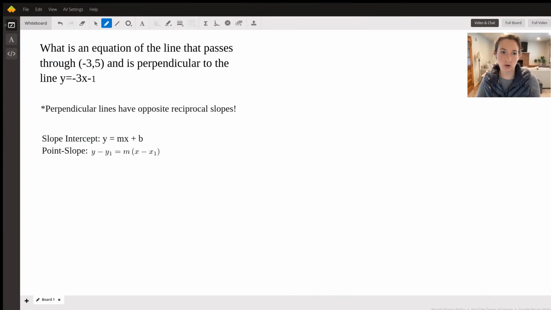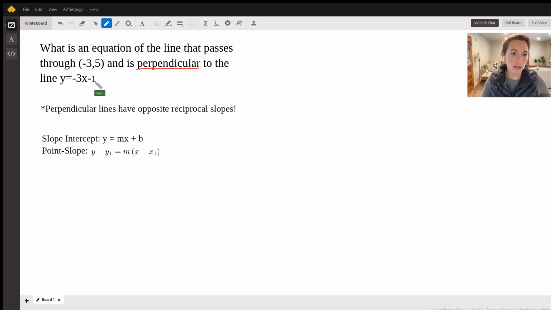We are going to work on this problem that pertains to perpendicular lines, might be similar to parallel lines, and the equation of a line. So this question is asking us to write an equation of the line that passes through (-3, 5), so that is a point, and is perpendicular to the line y equals -3x minus 1.